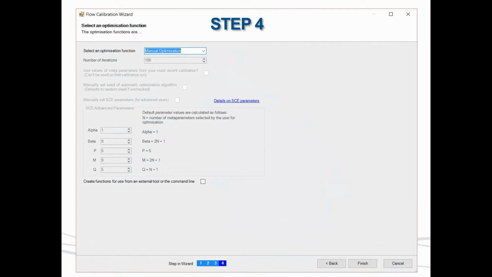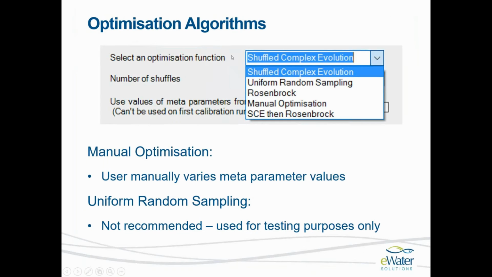Finally, in step 4 of the calibration wizard, we choose our optimization algorithm. We can select a number of algorithms from a drop-down list, which is shown here. The first approach is manual optimization, where the user manually varies metaparameter values. This is something that we won't really cover today. The second algorithm is uniform random sampling. This is available for testing purposes only. It's not suitable for calibrating most rainfall runoff models.